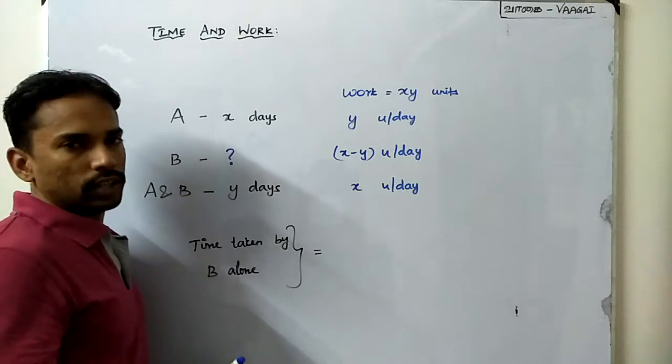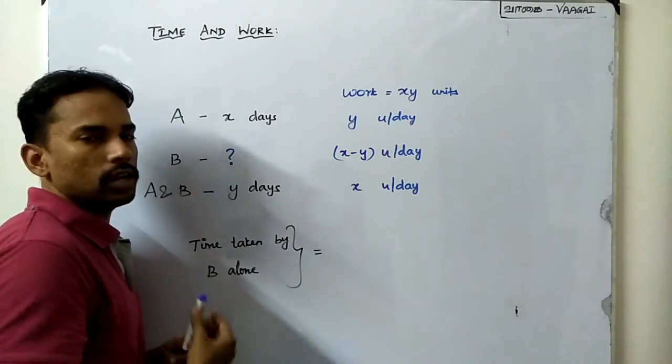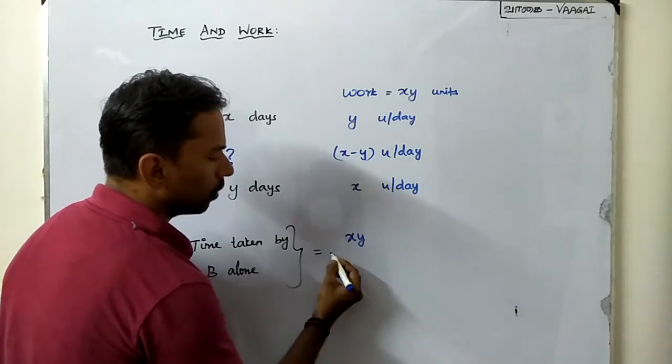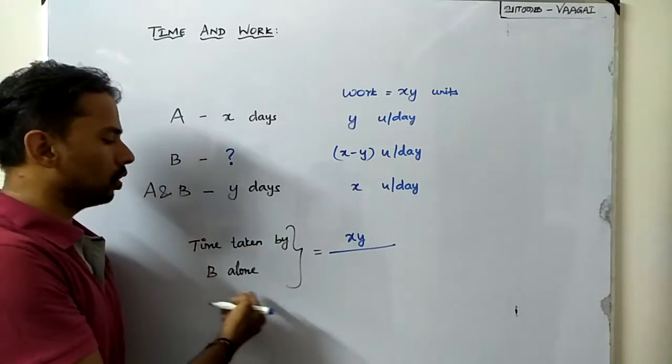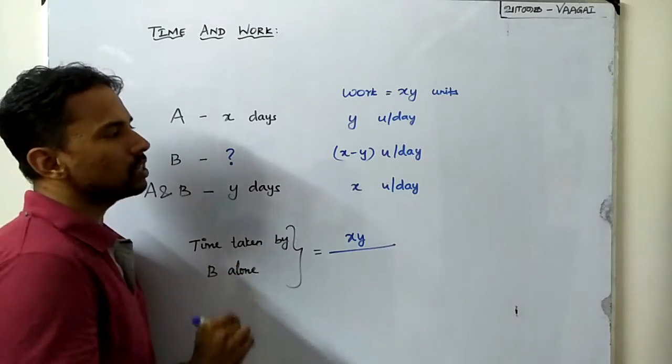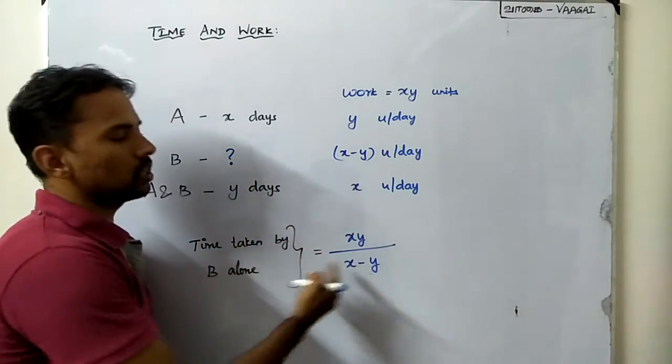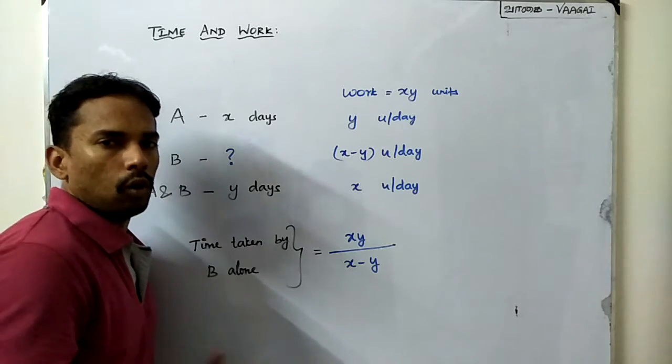Now we can, as usual, find the number of days taken by B to complete the work. The work is XY. This is the work to be completed, divided by whoever is going to do the work. B alone is going to do it, so B's efficiency is X minus Y. So we have to divide by X minus Y. This is the answer for how long B alone will take.